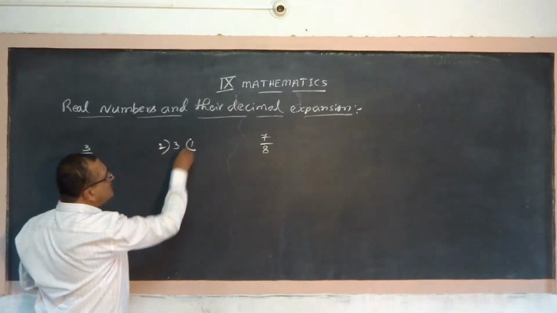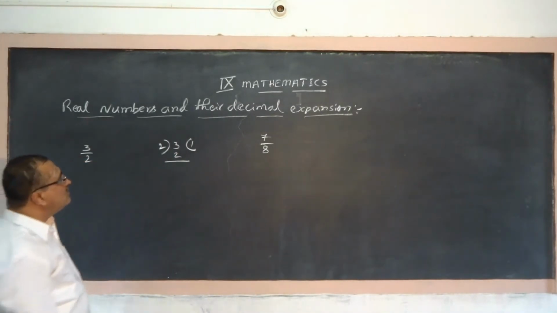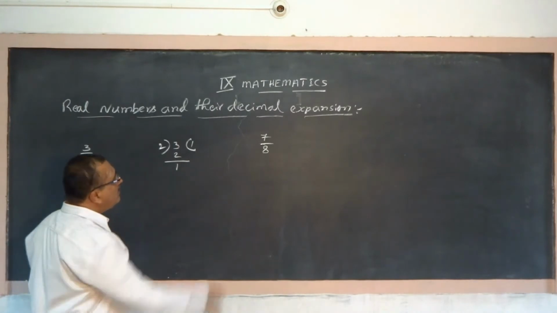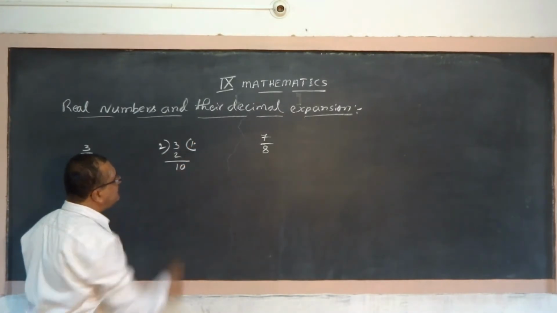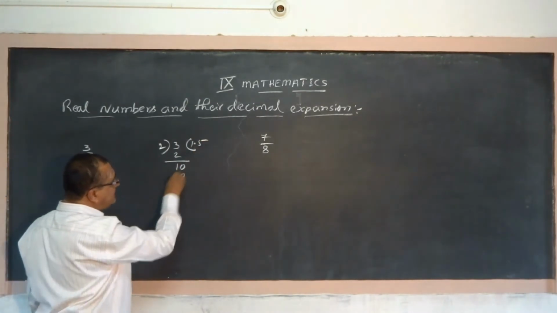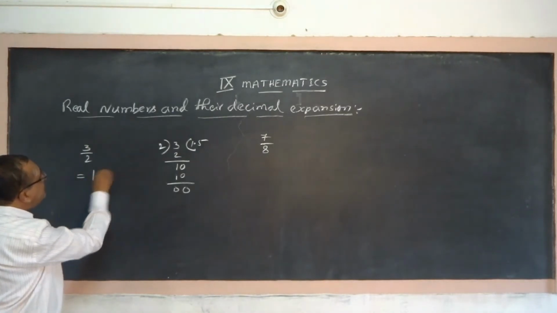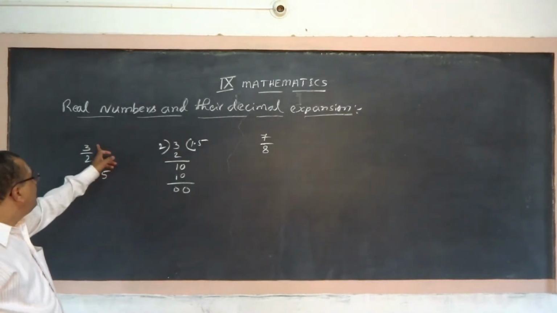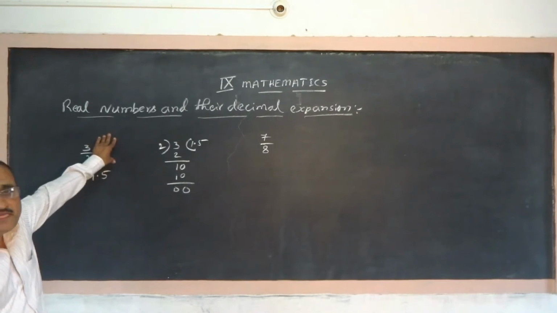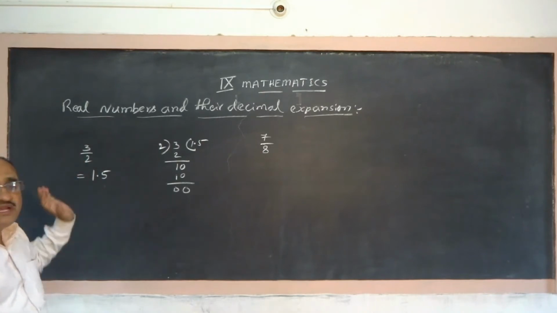So what is that? 2 ones are 2. Subtract. 1 is the remainder. Put the decimal, take 0. How much? 2 5s are 10. So this is 1.5. 3 by 2 is the rational number or the real number. The decimal expansion of this real number is 1.5.